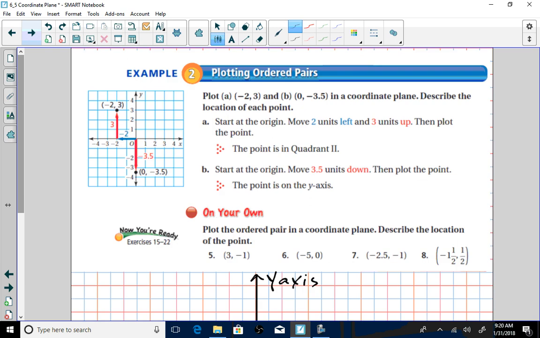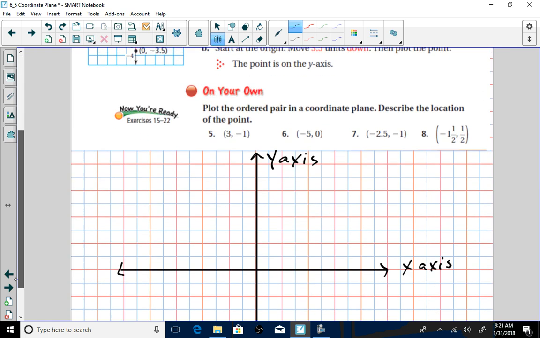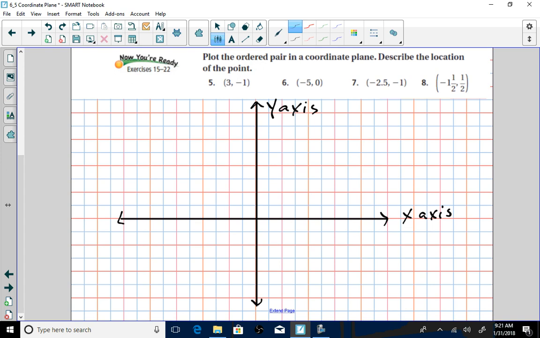Next page. If we want to plot these points and describe the location, in order to describe the location, we're talking about what quadrant the points are located in or what axis the point is located on. So let's do these examples here. I have here a coordinate plane. If you want to try these on your own, stop the video, get a sheet of graph paper, make a coordinate plane, and remember when we do a coordinate plane, my x-axis has to completely overlap a horizontal line that's already there. My y-axis on my graph paper completely overlaps a vertical line that's already there.